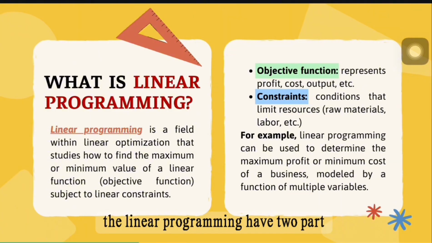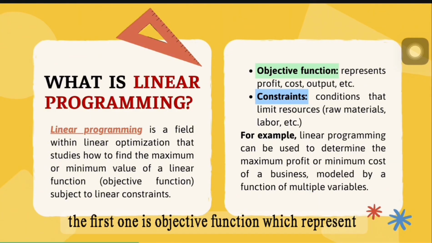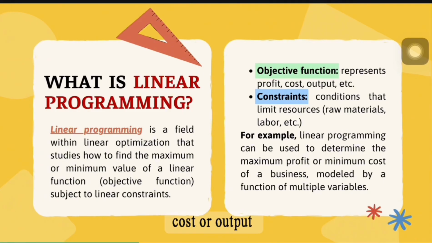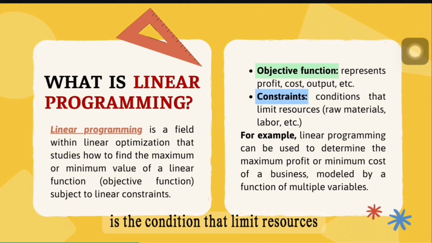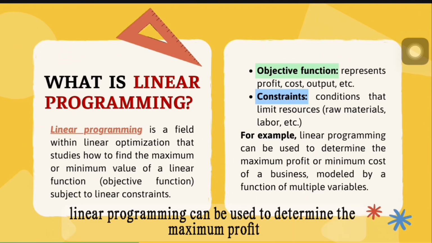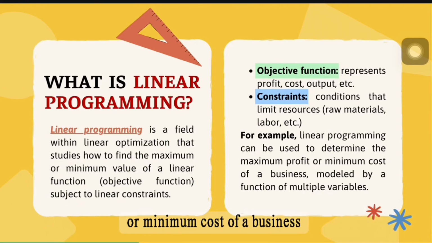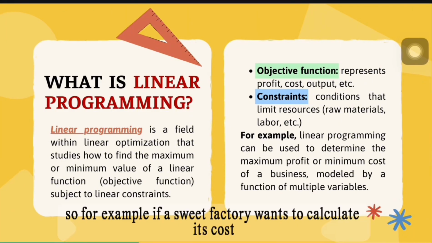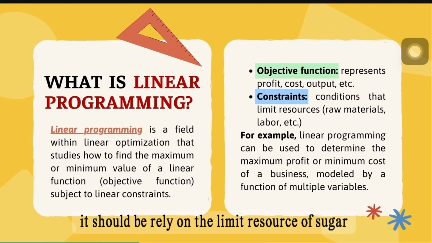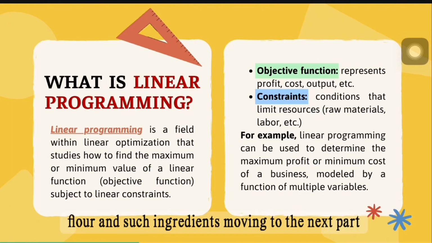Linear programming has two parts. The first one is the objective function, which represents the profit, cost, or output. And the second one is the constraints, which are the conditions that limit resources. For example, linear programming can be used to determine the maximum profit or minimum cost of a business, modeled by a function of multiple variables. For example, if a sweet factory wants to calculate its cost, it should rely on the limited resources of sugar, flour, and such ingredients.